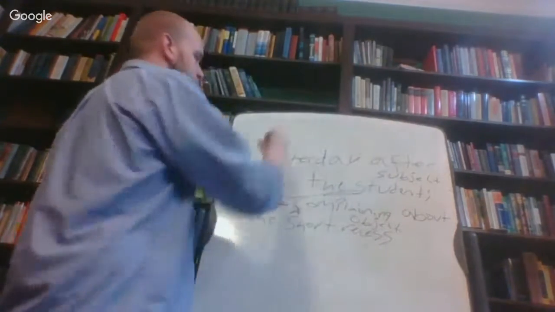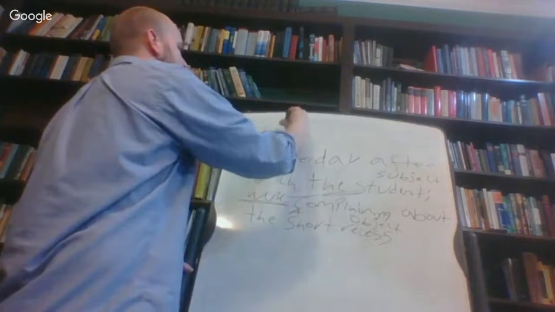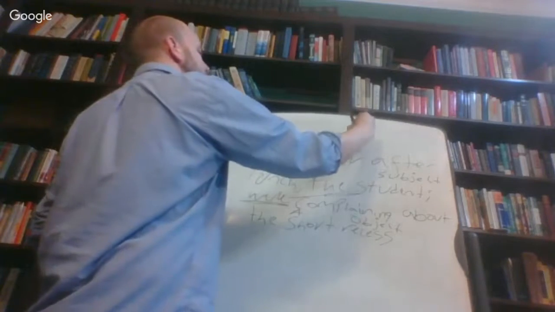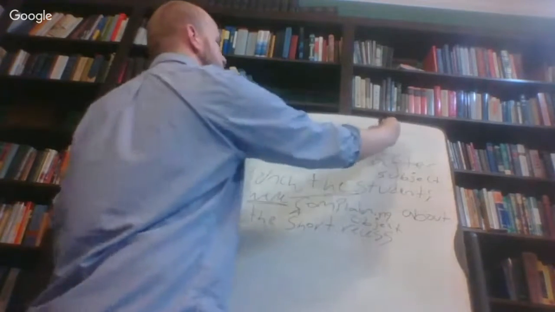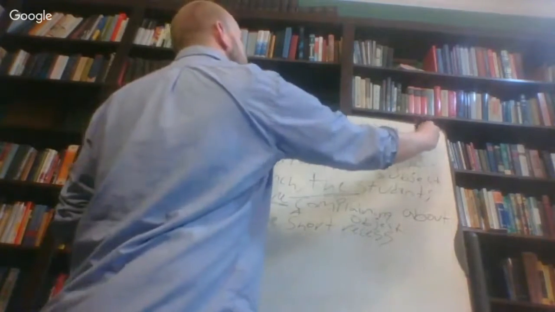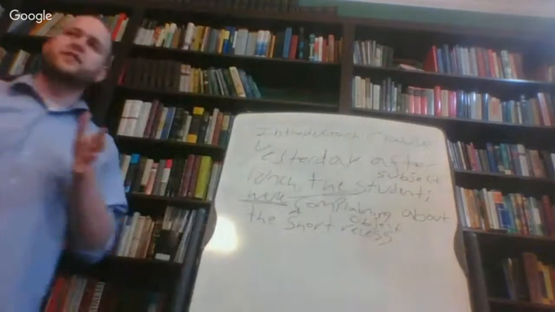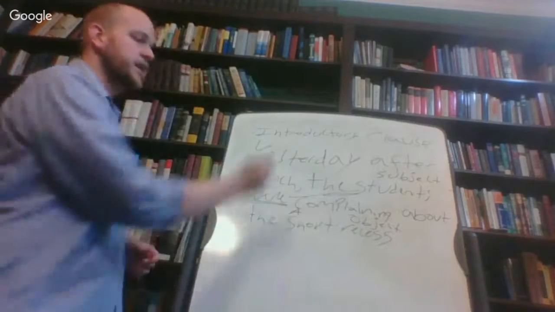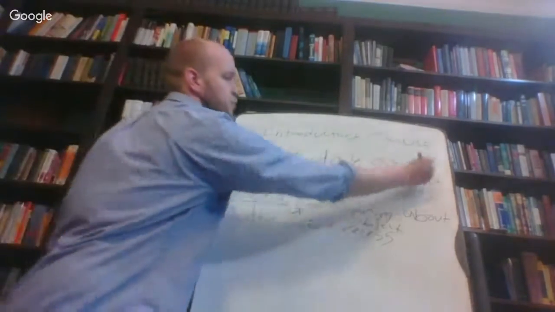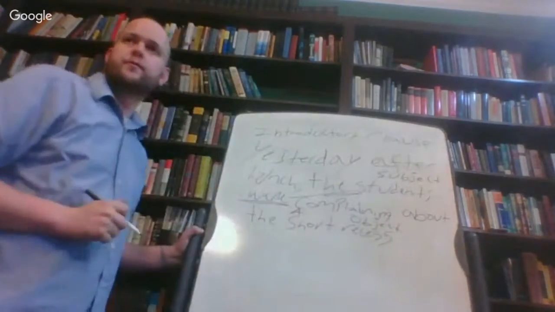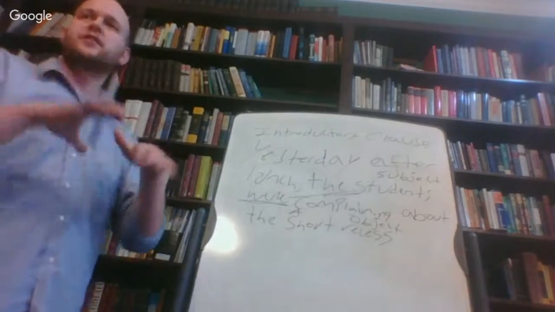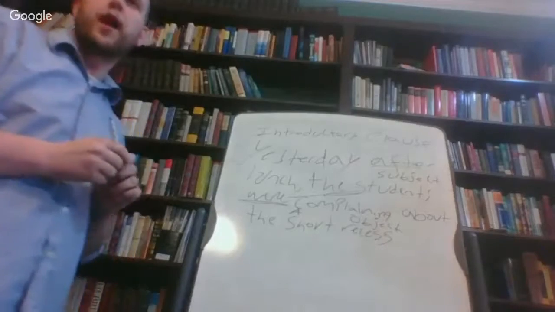This, yesterday after lunch, is an introductory clause. You'll find introductory clauses in Greek as well. That is really independent, but it serves to place us in a specific time. When were the students complaining? Not today, but yesterday after lunch. So the introductory clause is giving us a place in time as far as when this is happening.